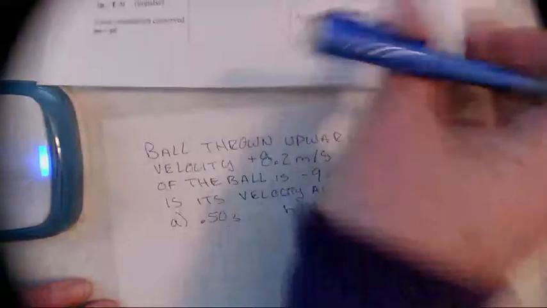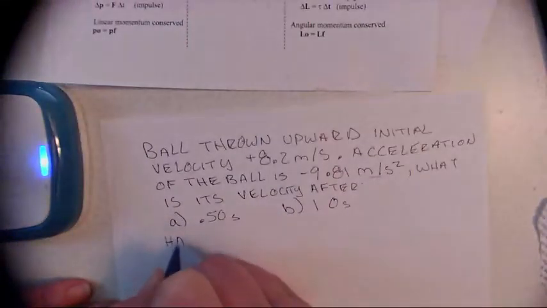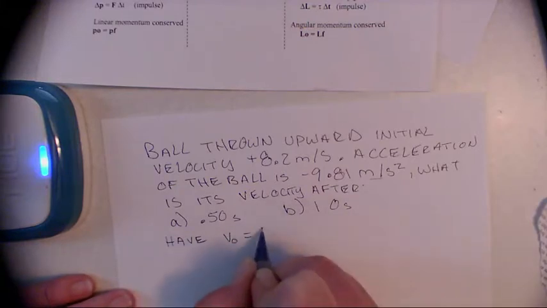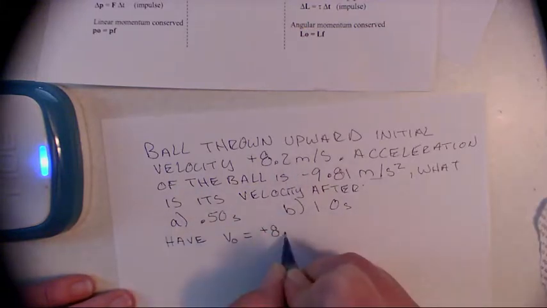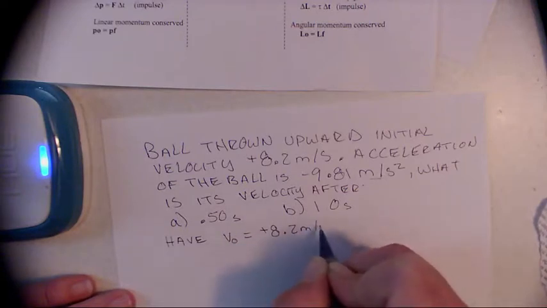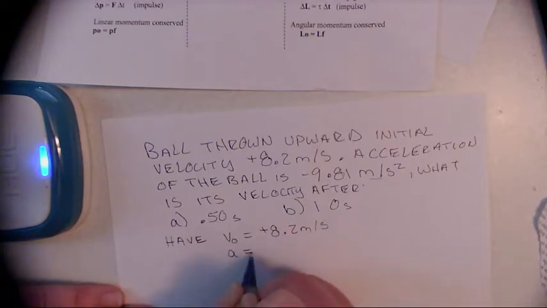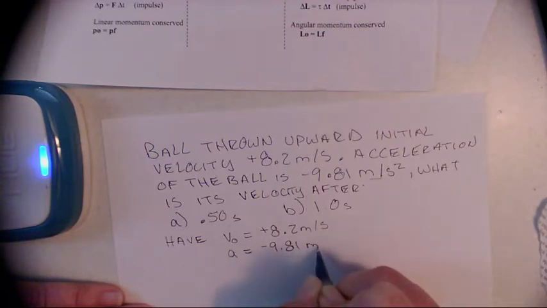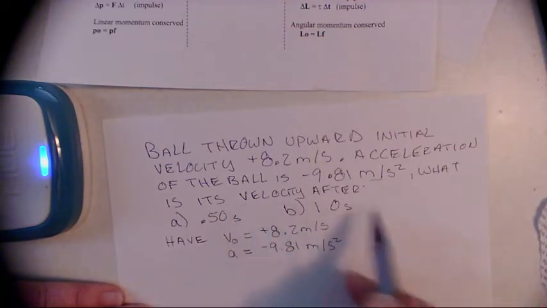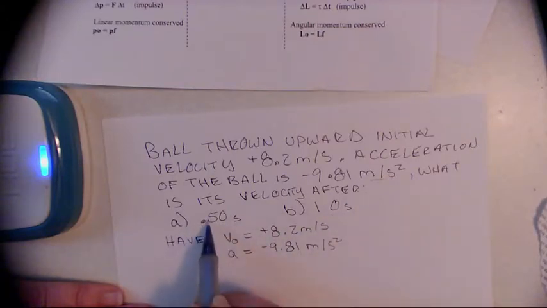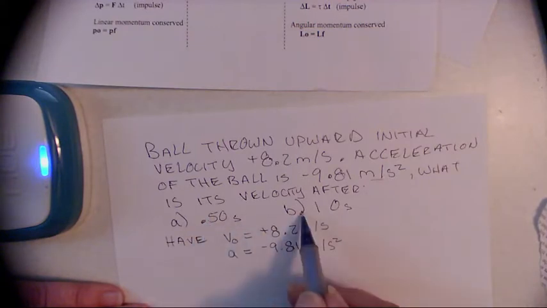Now we're going to look at our equations. I know I have my V naught is plus 8.2. That means it's going up, I'm sorry, going up 8.2 meters per second. We know our acceleration is negative 9.81 meters per second squared. And we want the velocity at this point and at this point. So we want our V final at half a second and our V final at 1 second.